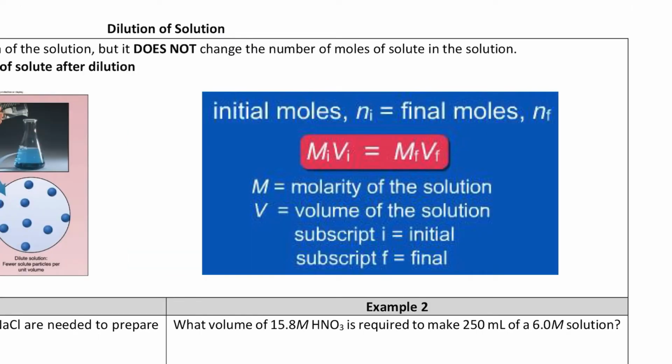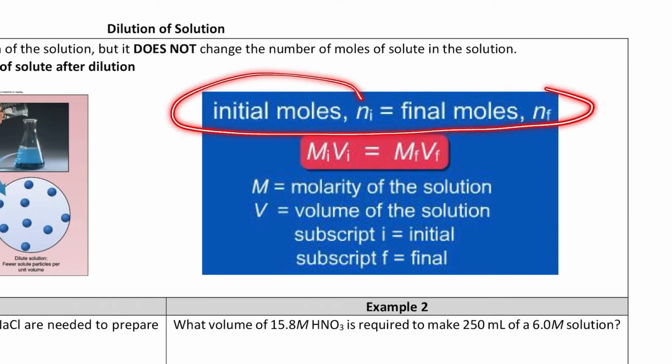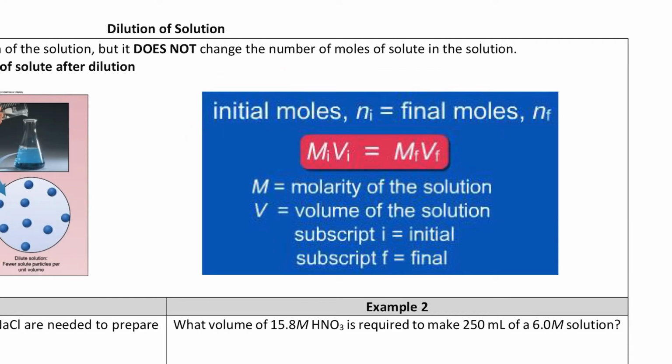Okay, so once kita dah faham concept of dilution, next kita akan guna fakta tu untuk buat calculation. Okay, so number of mole initial, maksudnya number of mole before dilution equal to number of mole after dilution. Then datanglah this equation, okay, MiVi equal to MfVf. I ni apa? I adalah initial. That means molarity initial times volume initial equal to molarity final times volume final. Final means after dilution lah.